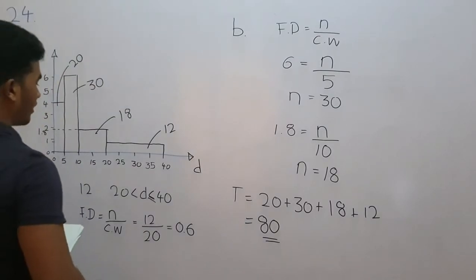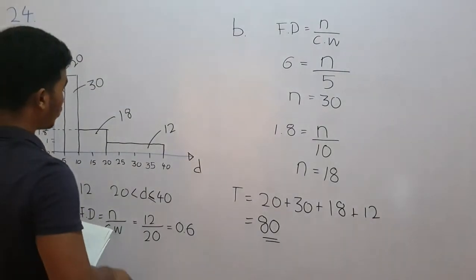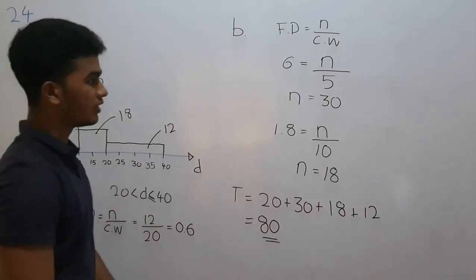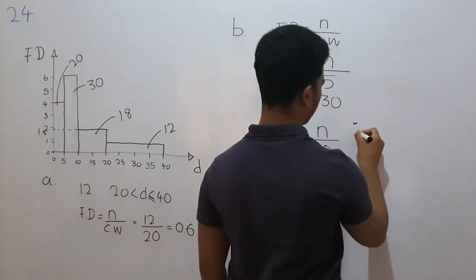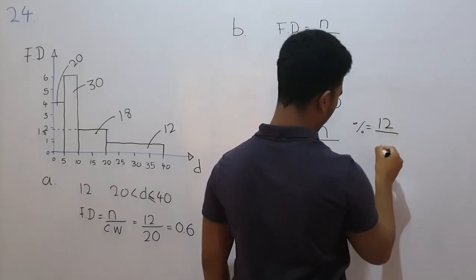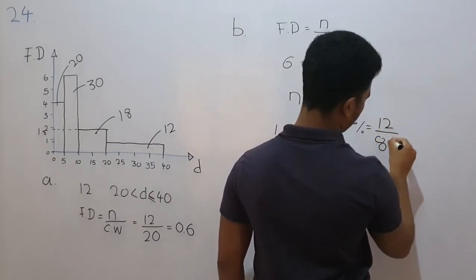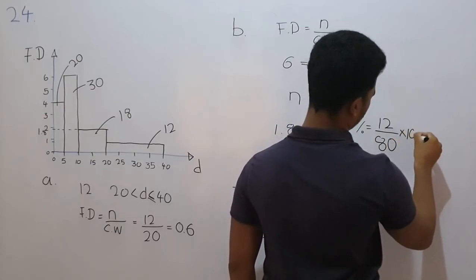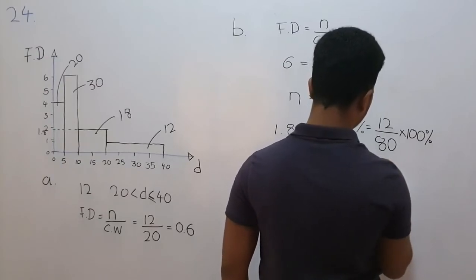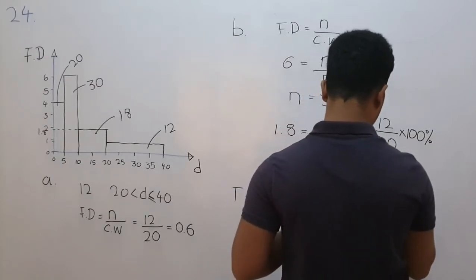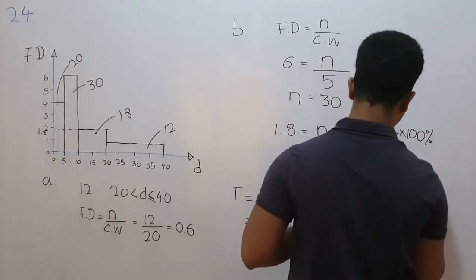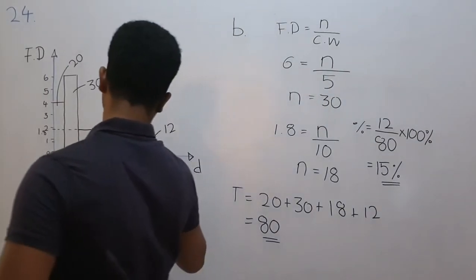We know the number of workers who have traveled more than 20 is 12. So we'll divide to get the percentage: 12 divided by 80 into 100%. That is going to be 15%. So 15% of the workers have traveled more than 20 kilometers.